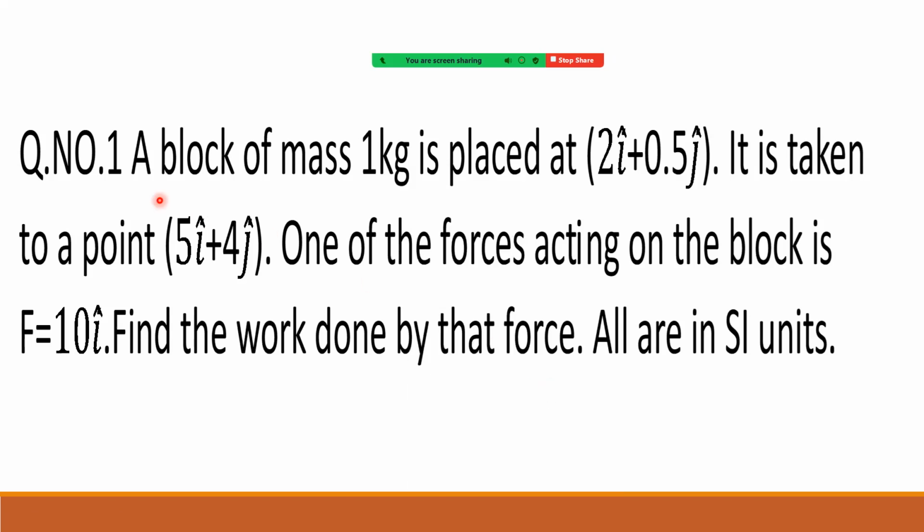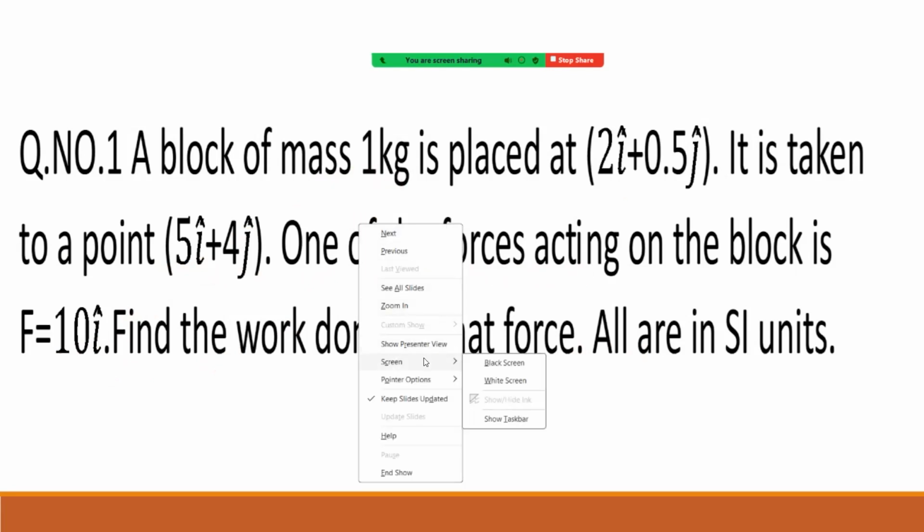See what is given. A block of mass 1 kg is placed at 2 i cap plus 0.5 j cap. It is taken to a point 5 i cap plus 4 j cap. One of the forces acting on the block is 10 i cap. Find the work done by that force, and given all are in SI units. So given initial position vector, final position vector, force vector and mass of the block, right? See how we solve this problem.